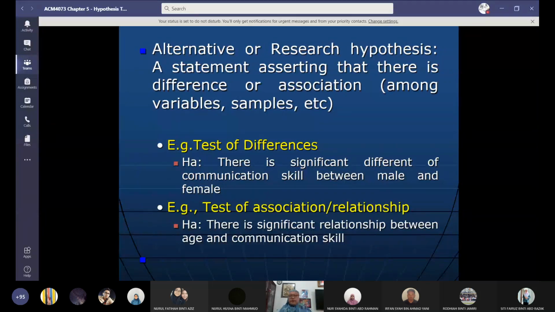Previously, we have null hypothesis for difference. Now, what happened to alternative hypothesis for differences? There is significant difference of communication skill between male and female. We highlight that there is differences. In null hypothesis, we highlight no difference. In alternative hypothesis, we emphasize on the existence of differences.